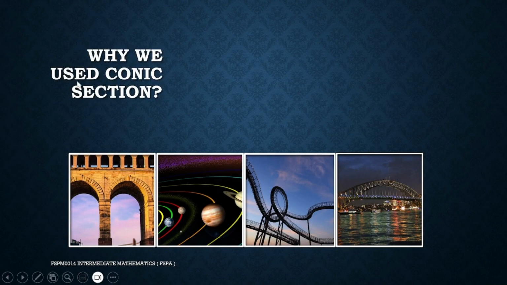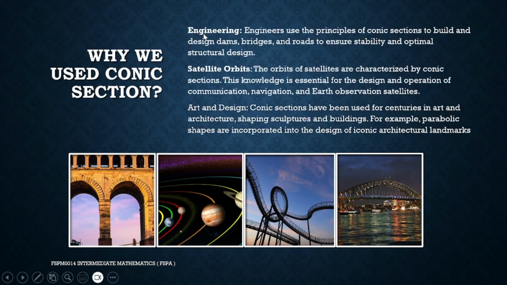Why should we use conic section in our real life? For example, engineering. Engineers use the principle of conic section to build and design dams, bridges, and roads to ensure stability and optimize structure design. For satellite orbit, the orbits of satellites are characterized by conic section. The knowledge is essential for the design and operation of communication, navigation, and Earth observation satellites.